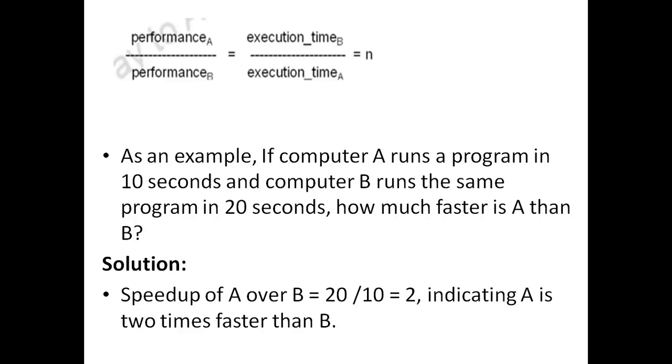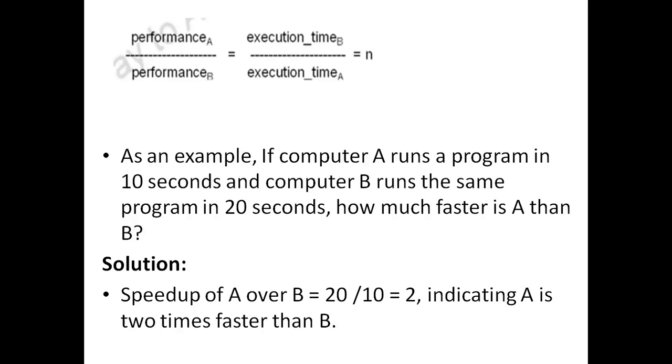Response time is the time from start to completion of a particular task. The throughput is the total amount of work done in a given time. And the third parameter, CPU execution time, is the total time a CPU spent computing a given task. These three parameters are important for calculating the system performance.